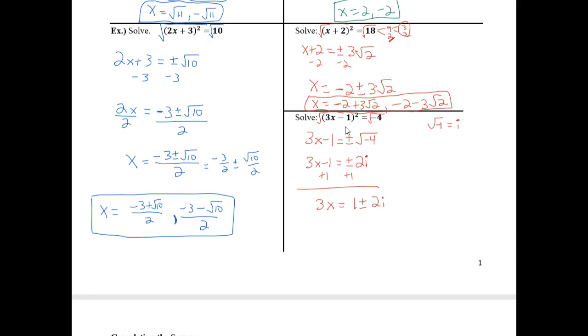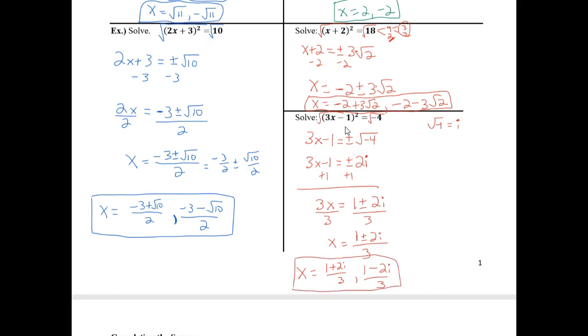And then these are not like, you cannot add them. Divide by 3, everything gets divided by 3. So I have 1 plus or minus 2i all divided by 3, which I could write as the 2 solutions of 1 plus 2i over 3, or 1 minus 2i over 3.